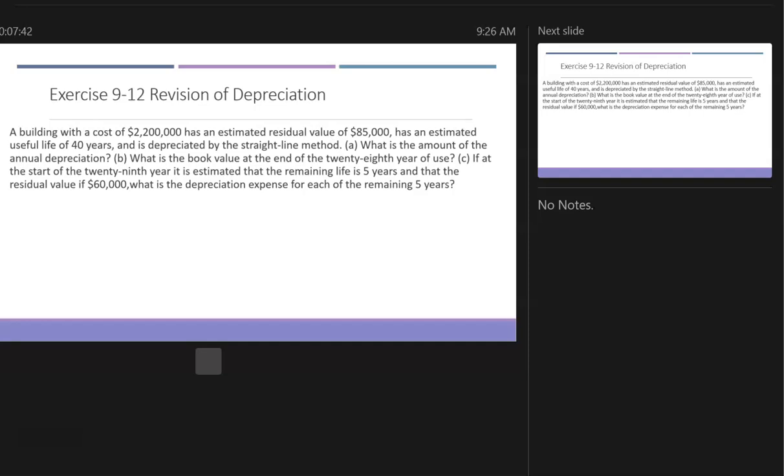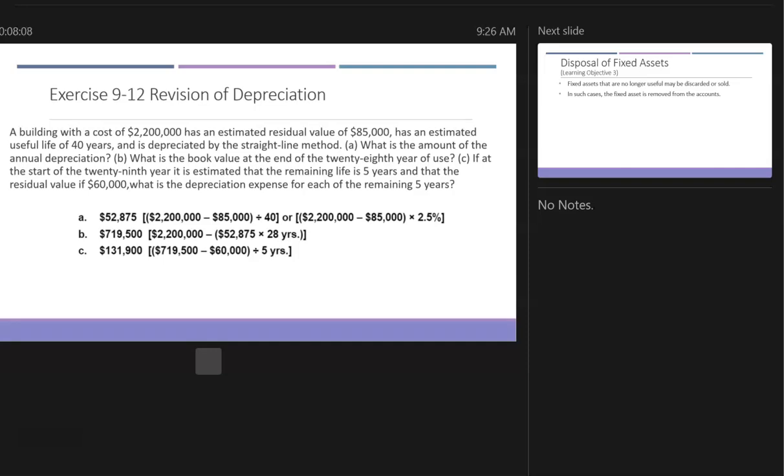Okay. A building with a cost of $2,200,000 has an estimated residual value of $85,000 and an estimated useful life of 40 years and is depreciated by the straight line method. What is the amount of annual depreciation and what is the book value at the end of the 28th year? So remember here, we take the cost of $2,200,000 minus the $85,000 divided by 40 years is going to be $52,875, right?